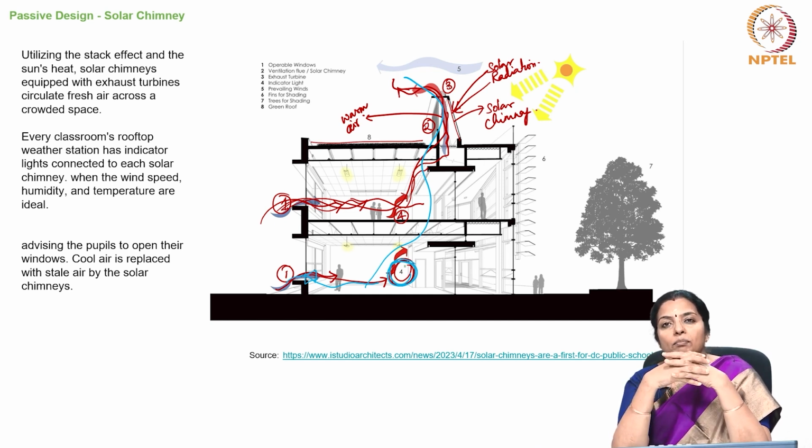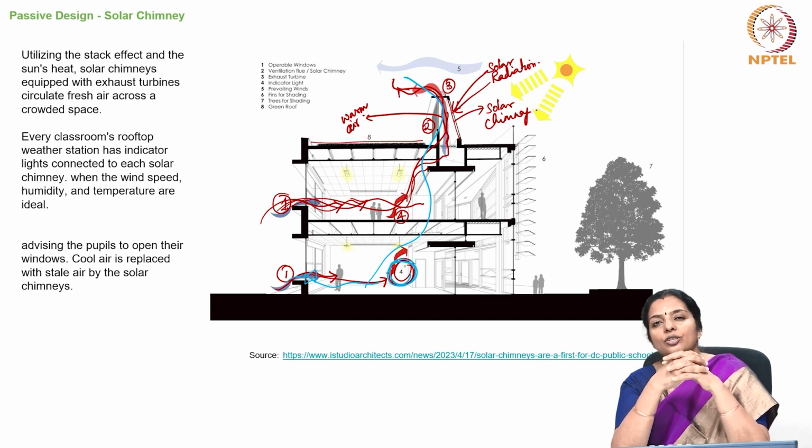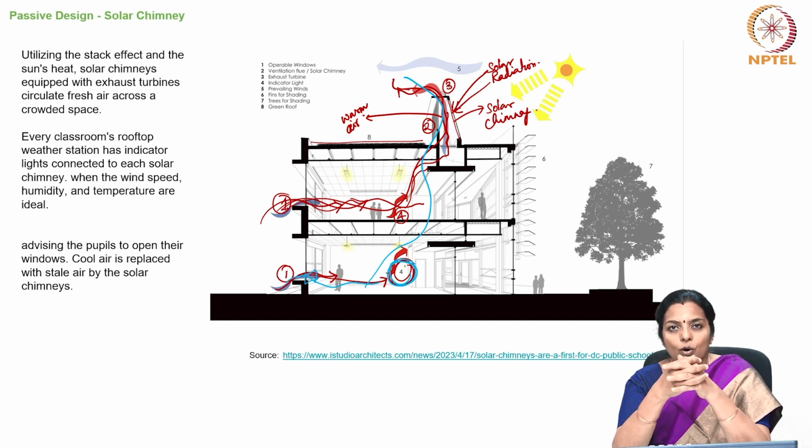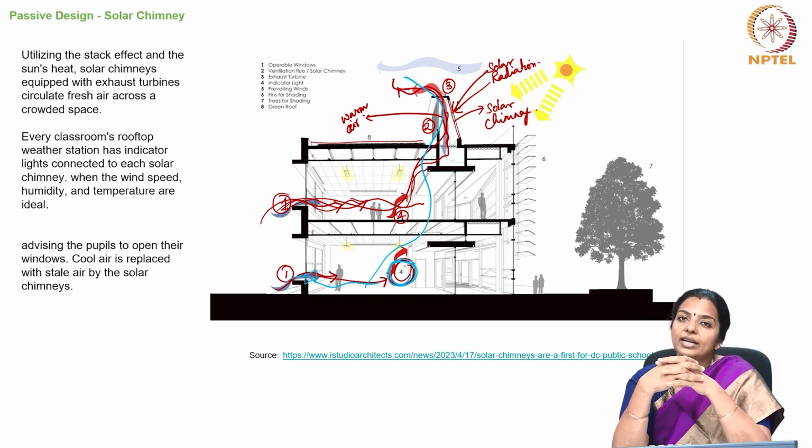solar chimney functions on the principle of buoyancy ventilation. It functions on the principle that warm air rises and cool air settles down, and also inlet air should be at a lower level and outlet air should be at a higher level. So, when the air inside the room becomes warm, the solar chimney in turn is already made warmer so that the movement of air is already instigated.